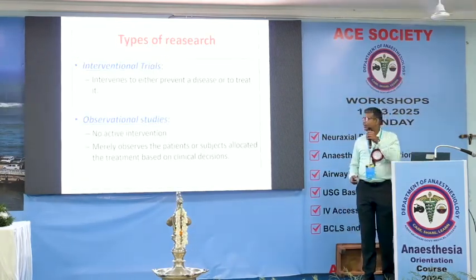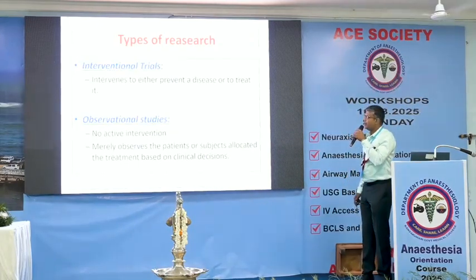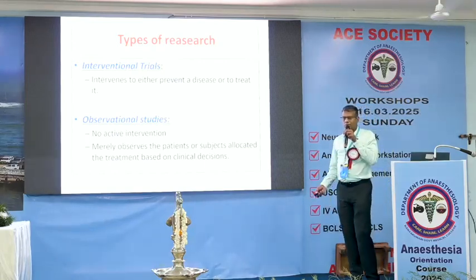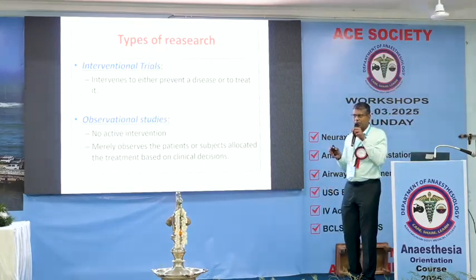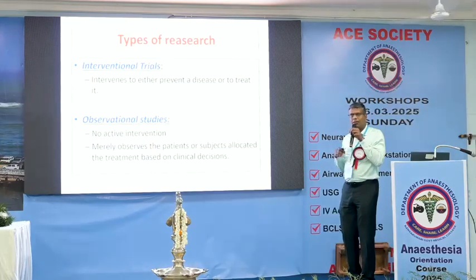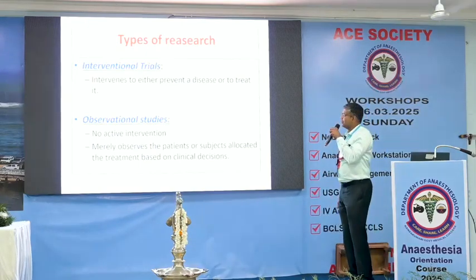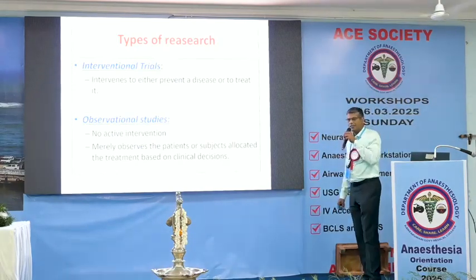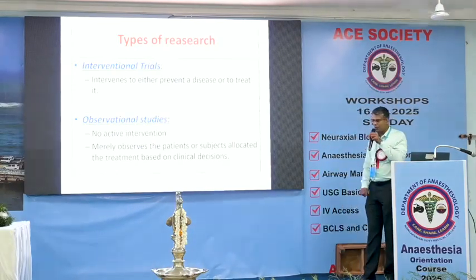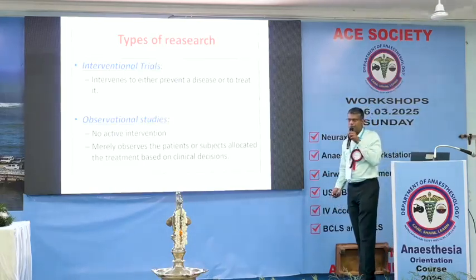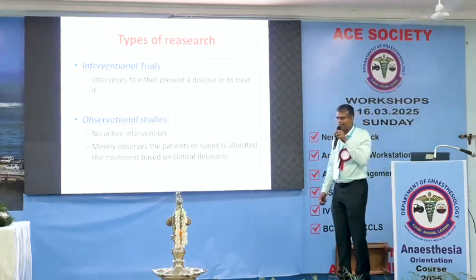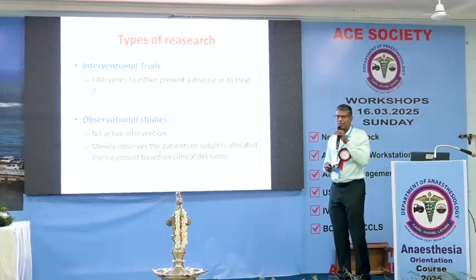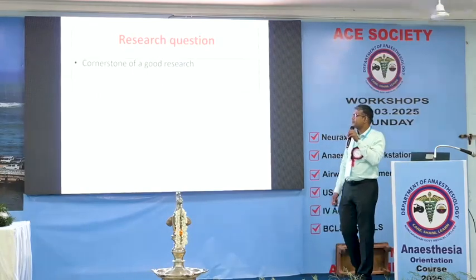Now coming to the different types of trials, we have two basic types. One is the intervention trials, where you intervene either by avoiding a particular thing or introducing a particular thing to prevent a disease or to treat a disease. On the other hand, we have observational studies where you don't do any intervention; you just observe the patients undergoing the procedure and see what outcomes happen in them.